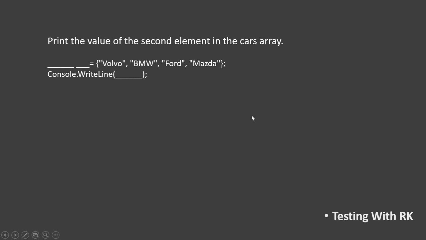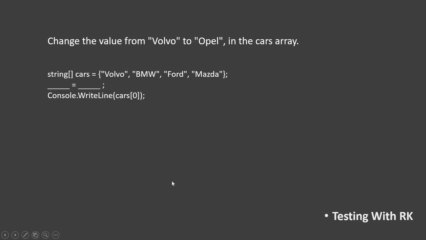So the answer is string square brackets cars equals so and so. This will create an array called cars, and it will hold all these values. To print a value, we have to say cars of 1. Remember, the array starts from index 0, so 0, 1, 2, 3. At position 1 is BMW, so I'll put 1, and that will print the value BMW. Brilliant.